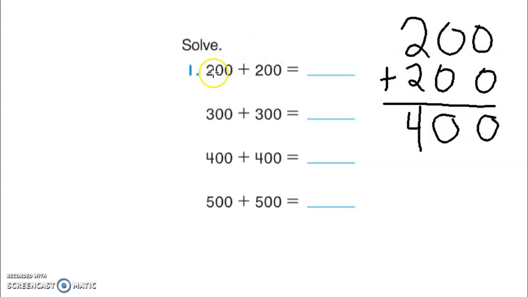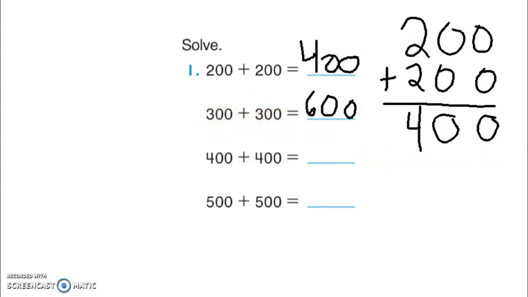So over here, I would just see 200 plus 200. Watch these zeros. I can skip over them. 0, 0. Just add my hundreds. 2 plus 2 makes 4. Going down. 300 plus 300. Well, 3 plus 3 is 6. And I just add on those zeros, because there's zeros here.